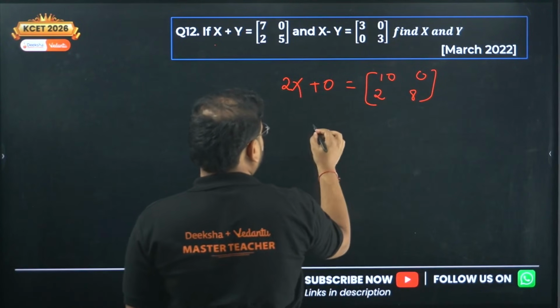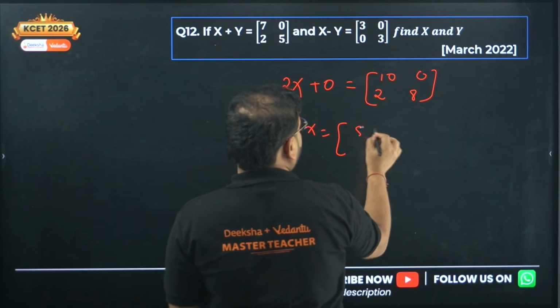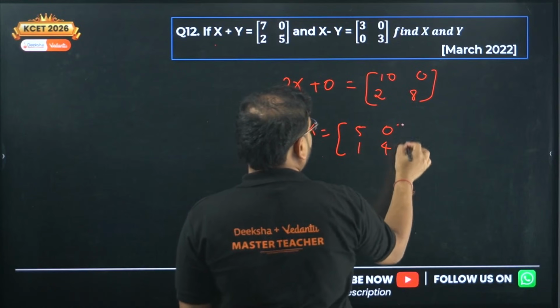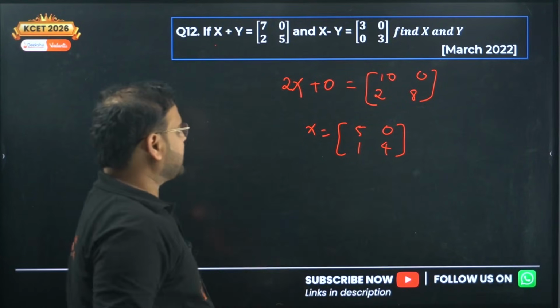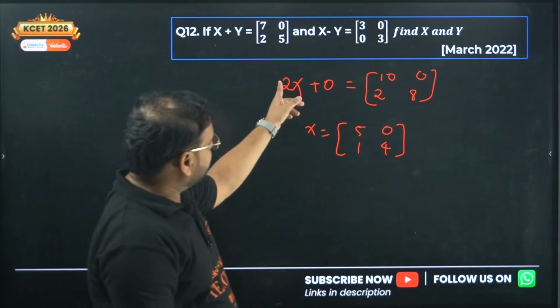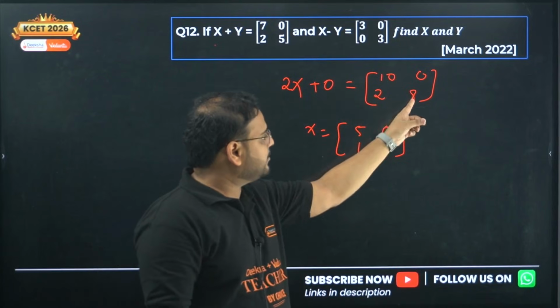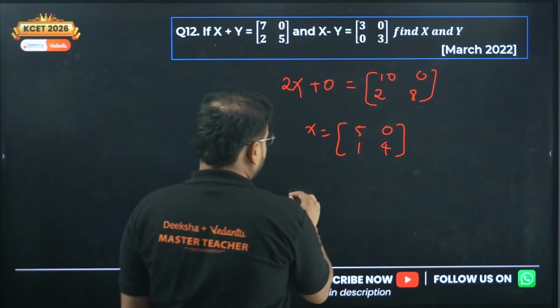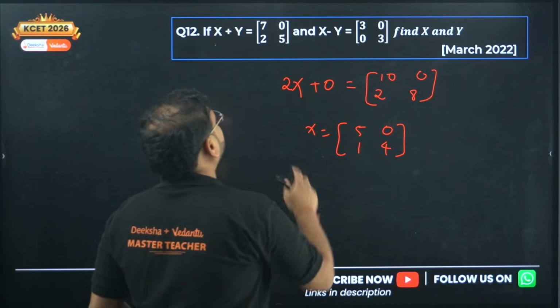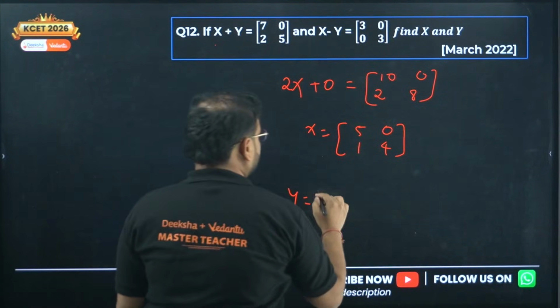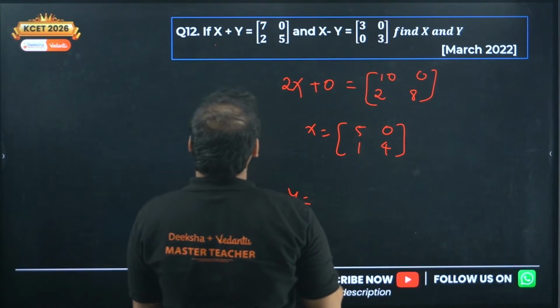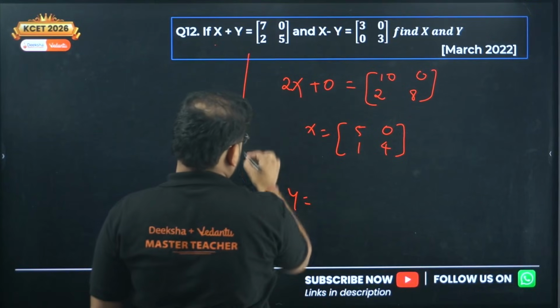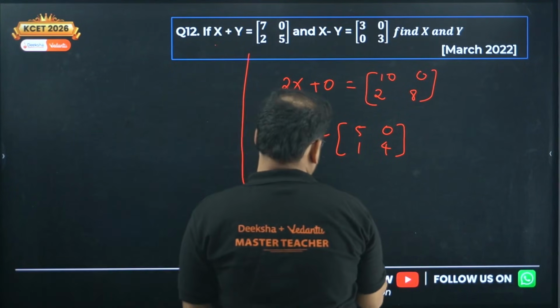I'm looking for just x, right? So I'll have here 5, 0, 1, 4. 5, 0, and 1, 4 is your x value. Check here, divide this by 2. Now how do you find y? You can find y from here. I can solve it from here actually. Y will be simply what?